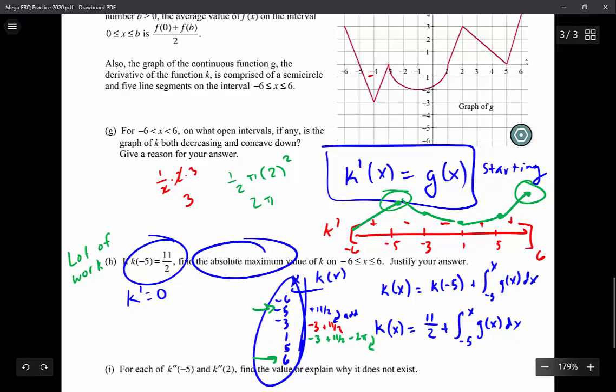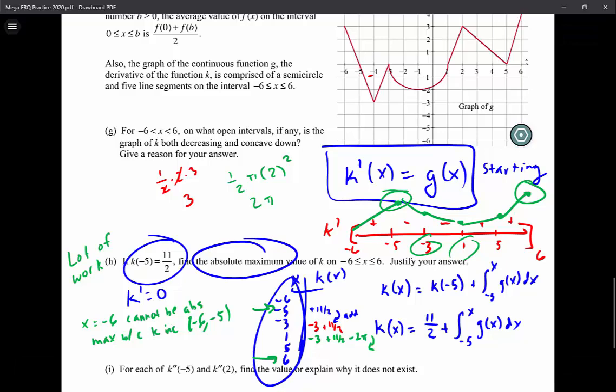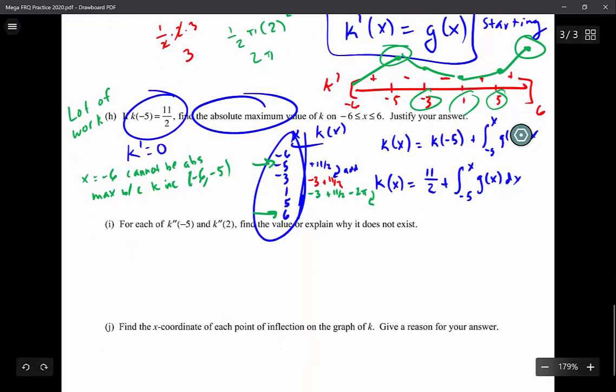The issue is you have to explain that, and you have to state why you're canceling them out. So you're saying x equals negative 6 cannot be absolute max because k increases from negative 6 to negative 5. And then you could say, negative 3 and negative 1 can't be because k decreases. And 5 would not be because k increases further from 5 to 6, so 6 has to be higher. So you would need a good justification for that.